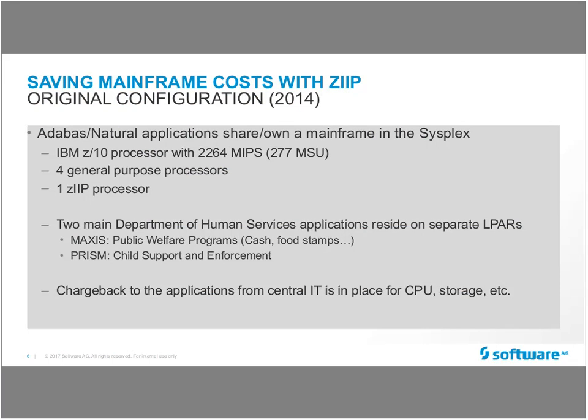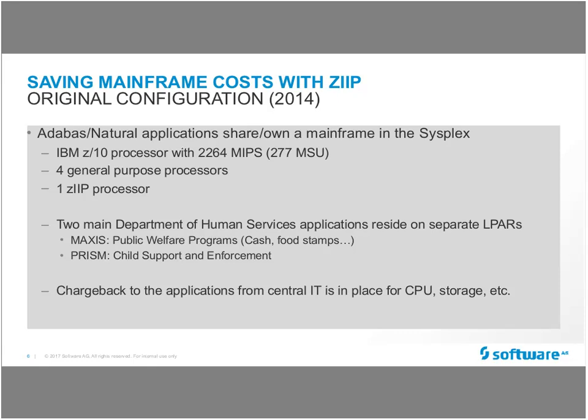Okay, a little bit about the state. I first saw zIIP in 2014. I think they had it a little bit before that, and we have two applications here, and the first one got onto zIIP before I started here, and I helped with the second one get enabled with zIIP. But at the time, back in 2014, we had an IBM z10, 277 MSUs, 4 general purpose processors, and 1 zIIP processor.